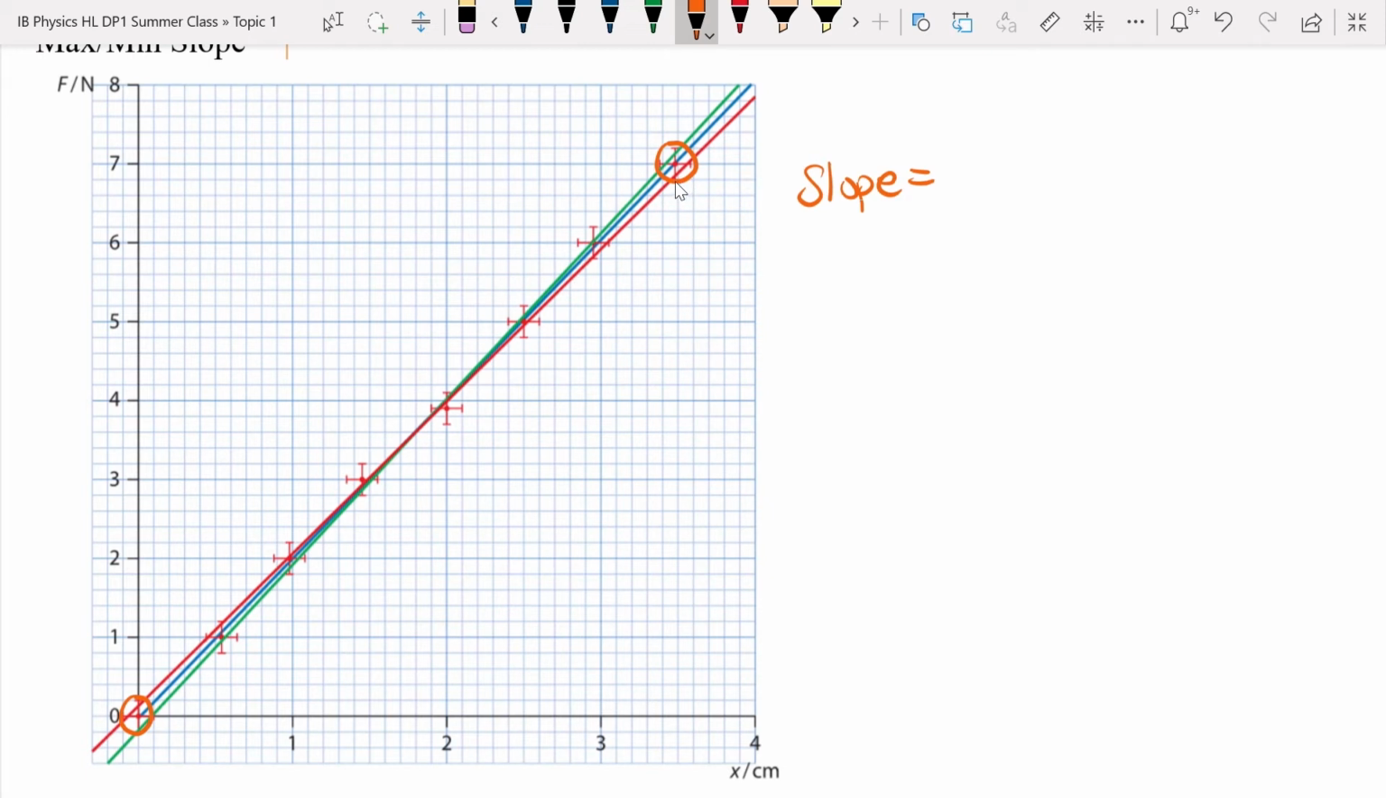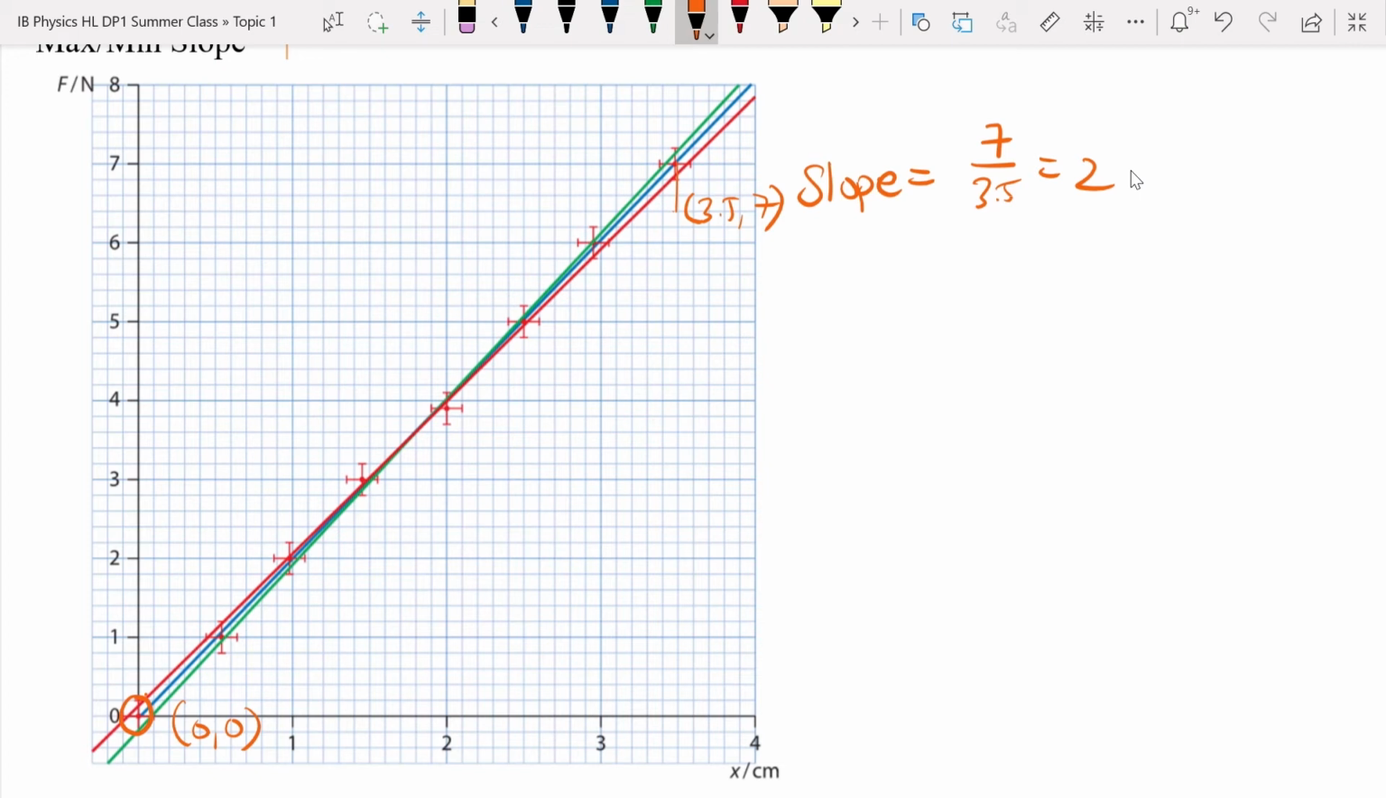And if we can't really see the values, let me put the coordinates. Here is 1, 2, 3, 4, 5, right? So it's going to be 3.5, and the height is 7. Here is 0, 0, right? So the slope is probably going to be 7 divided by 3.5, plus 2. This is your value for slope. We take this as the average.